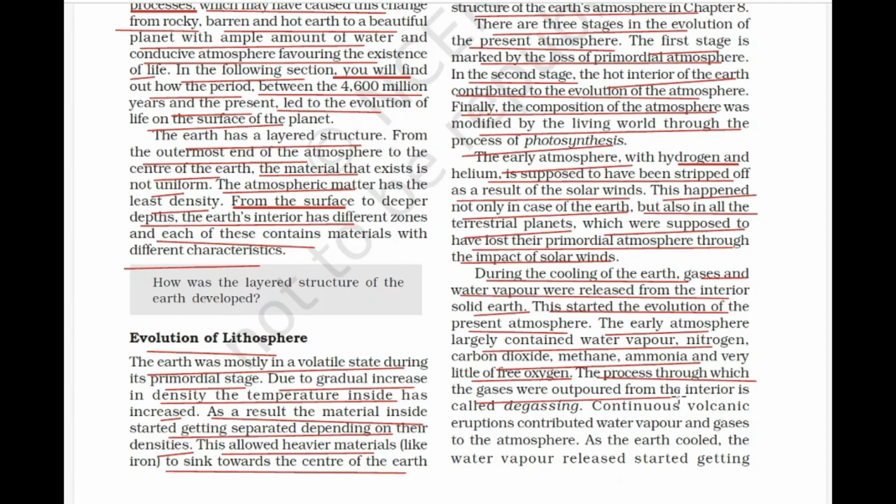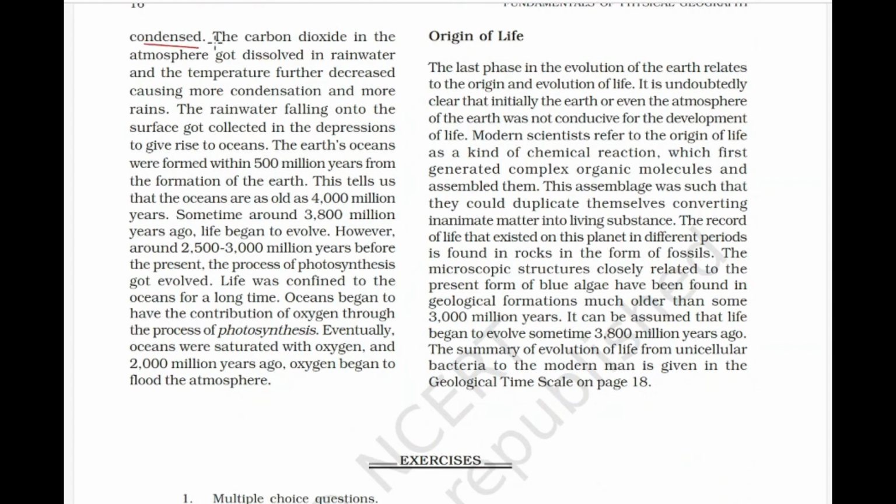The process through which the gases were outpoured from the interior is called degassing. Continuous volcanic eruptions contributed water vapor and gases to the atmosphere. As the Earth cooled, the water vapor released started getting condensed. The carbon dioxide in the atmosphere got dissolved in rainwater, and the temperature further decreased, causing more condensation and more rains. The rainwater falling onto the surface got collected in the depressions to give rise to oceans. The Earth's oceans were formed within 500 million years from the formation of the Earth. This tells us that the oceans are as old as 4,000 million years.